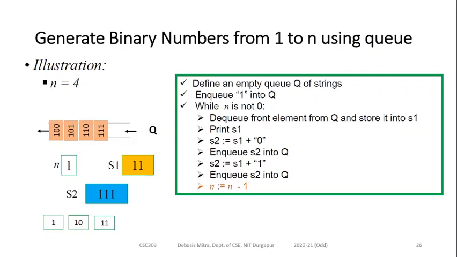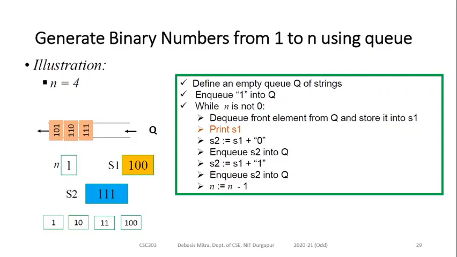The final iteration will look like this. Since n is not 0, again dequeue. 100 was the front element, so we'll dequeue it and store it in S1. Then we'll print it as a final output. But we'll not stop here, because we have to go and complete this remaining portion.